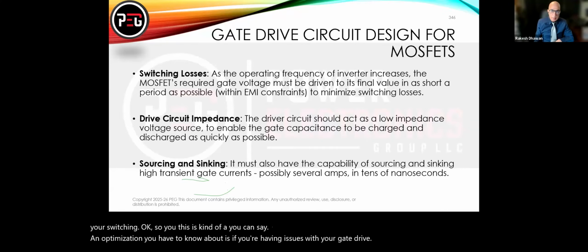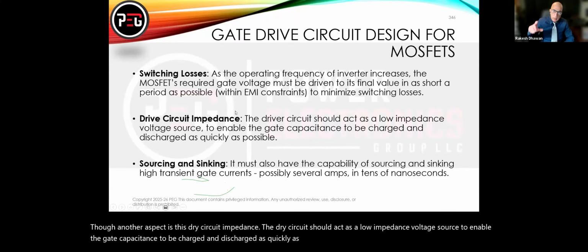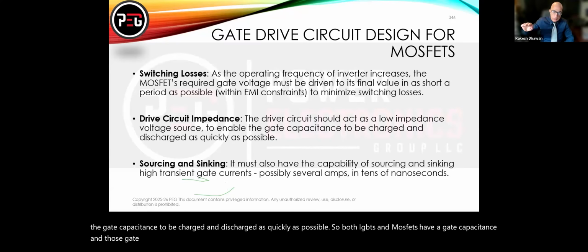So another aspect is the drive circuit impedance. The drive circuit should act as a low impedance voltage source to enable the gate capacitance to be charged and discharged as quickly as possible. Both IGBTs and MOSFETs have a gate capacitance, and that gate capacitance needs to be charged and discharged as quickly as possible to have a faster transition.